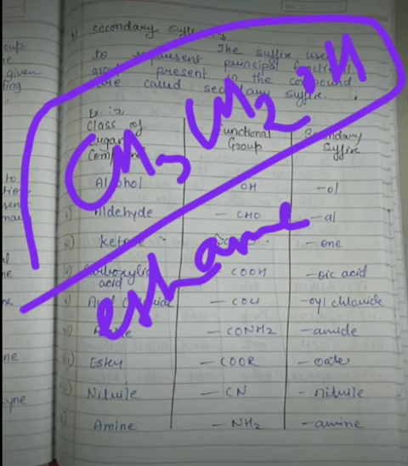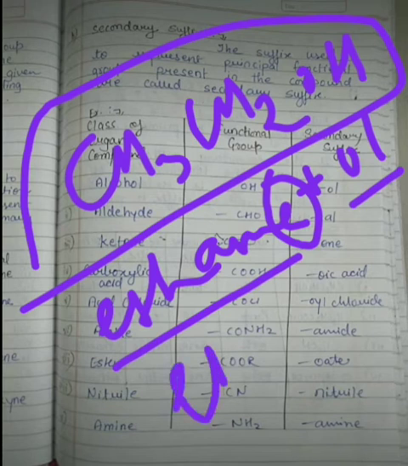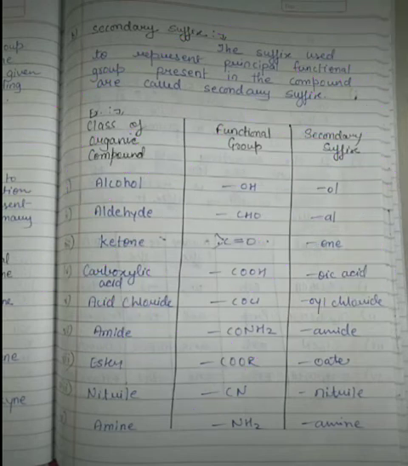Okay, and the secondary suffix is basically what? ol. So whenever we are going to add ethane plus ol, this e will be removed because the suffix begins with a vowel. So whenever the suffix begins with a vowel, then e is replaced, so its name will become ethanol. Ethanol. Okay, and suppose the condition where a consonant is added, then when a consonant is added, e will not be replaced.